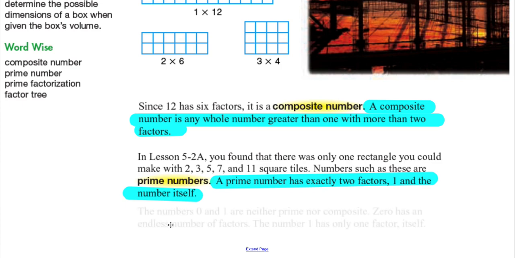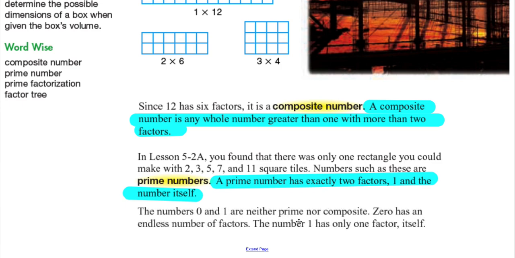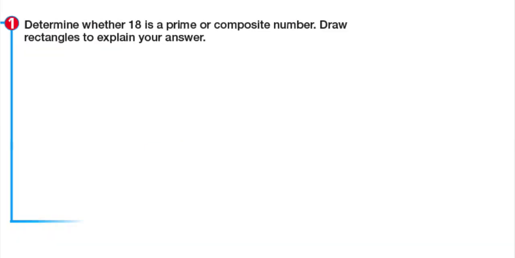The next paragraph simply states that 0 and 1 are neither prime nor composite. 0 has an infinite number of factors. The number 1 has only 1 factor, itself, and that's the reason why 0 and 1 are neither prime nor composite.